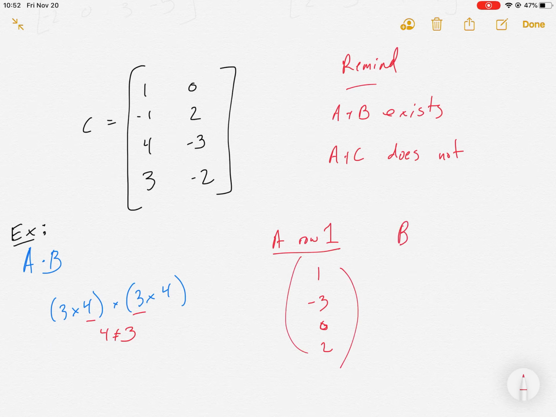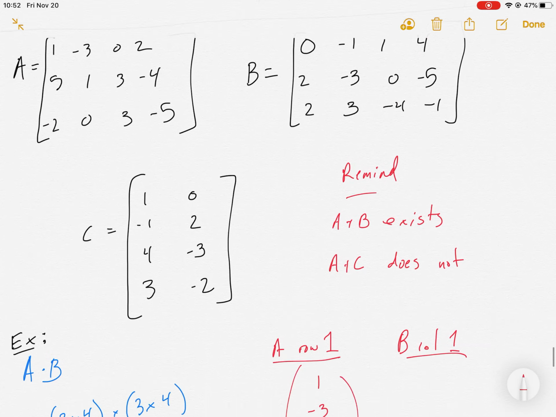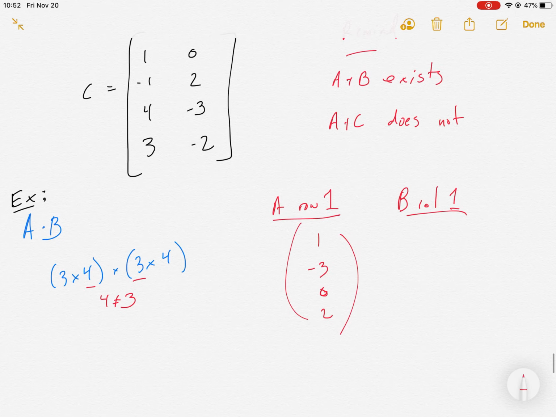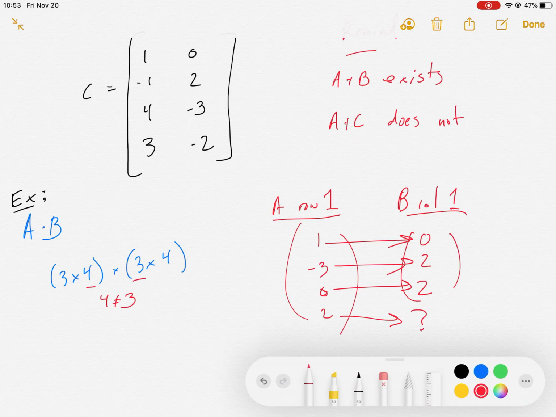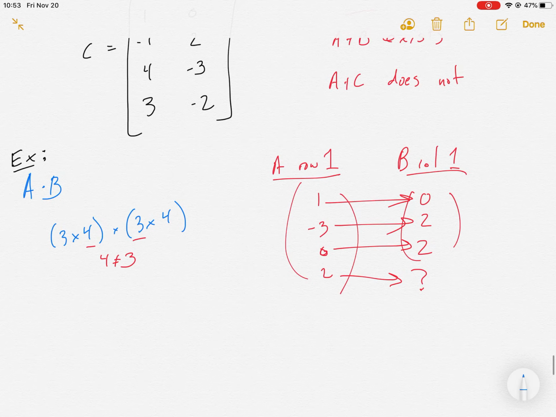And I put that with B column 1, or any of the columns really. We're going to run out of stuff because B only has 3 rows to match up. And so because 2 doesn't have anything, it doesn't even have a 0. We can't just put a 0 there. So because 2 doesn't have anything, we would just say this does not work. We run out of numbers to multiply by 2. So A times B does not exist. There's no solution there.